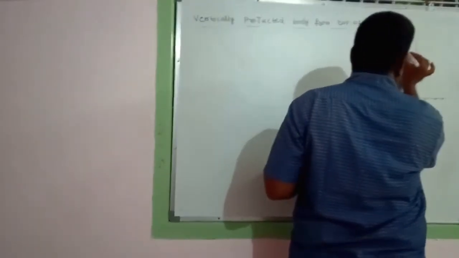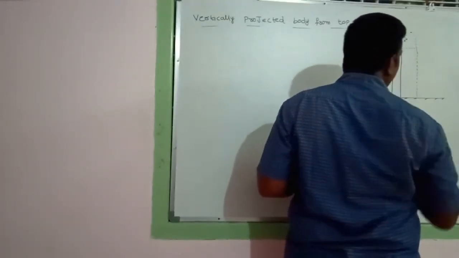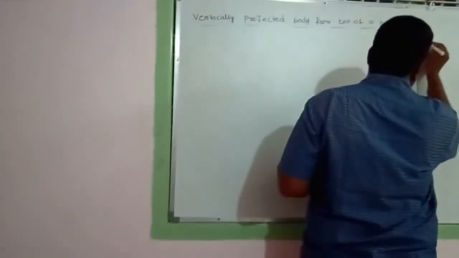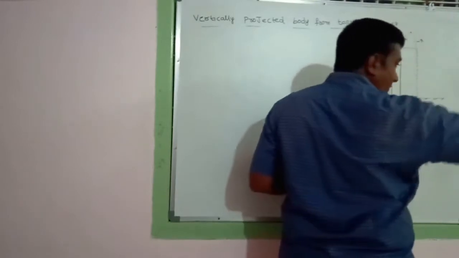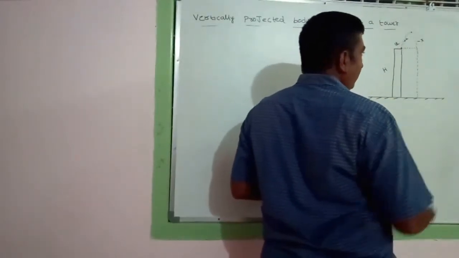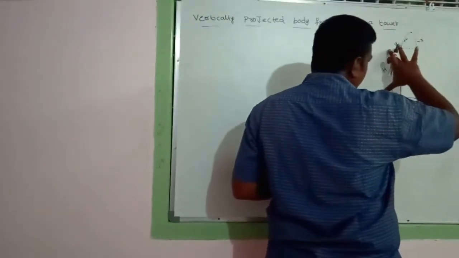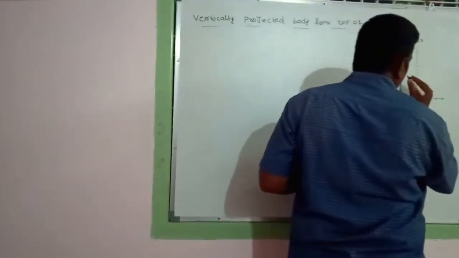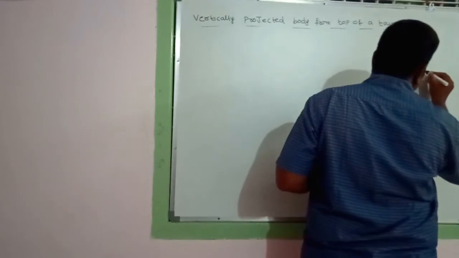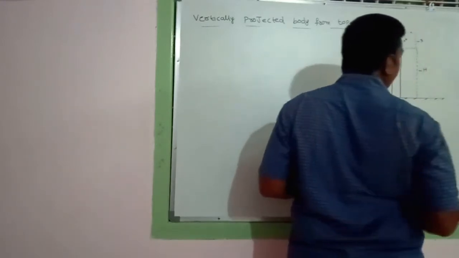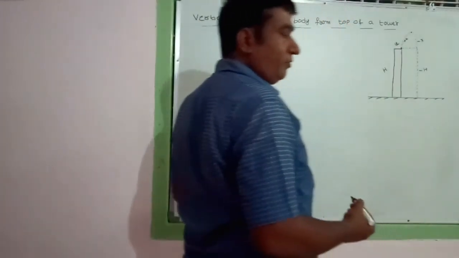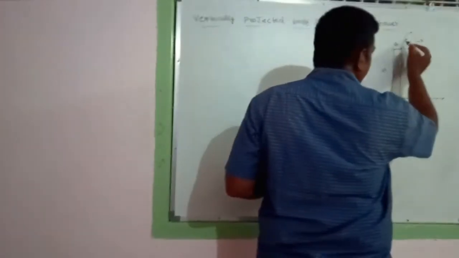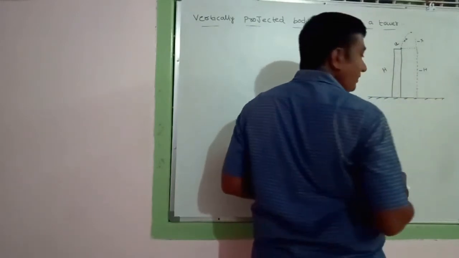Then after some time it will come to the point of projection. That distance I can take as minus x in the downward direction. And then it travels further. Here this value is h while measuring in the upward direction. While measuring in the downward direction we can take it as minus h. So the total displacement of the body is plus x and minus h.